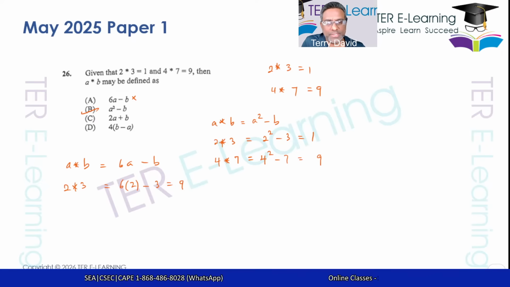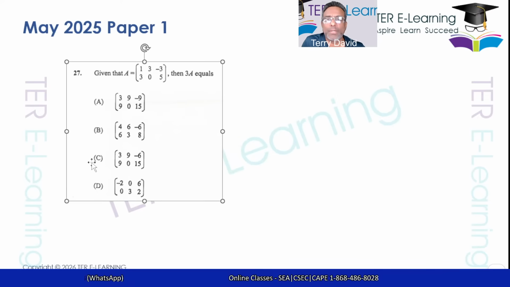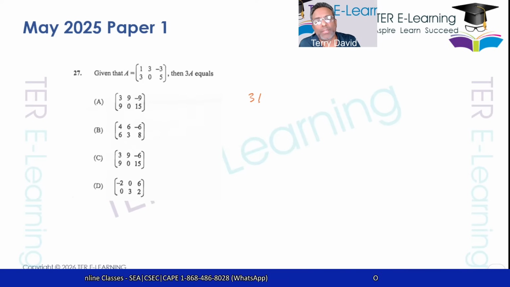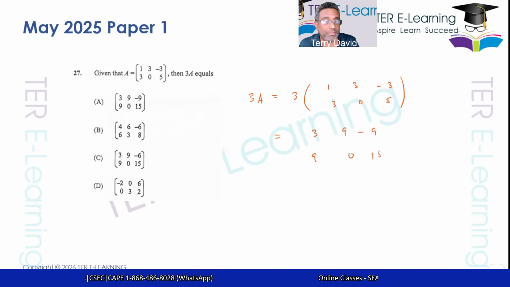Right. Question 27. We saw this one last night. So this is just a scalar product here. If you want to work out 3a, 3a is simply going to be 3 multiplied by 1, 3 minus 3, 3 0 5, right? So this will be 3, 9 minus 9, 9, 0, 15. The answer is E.